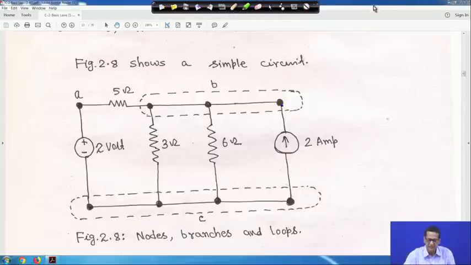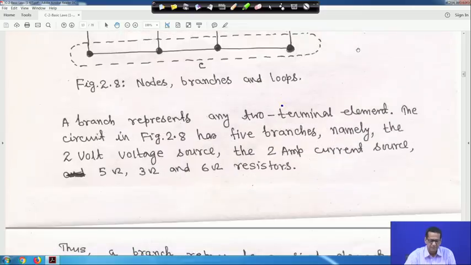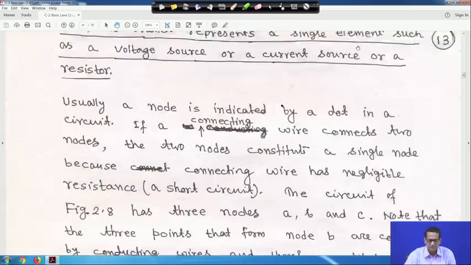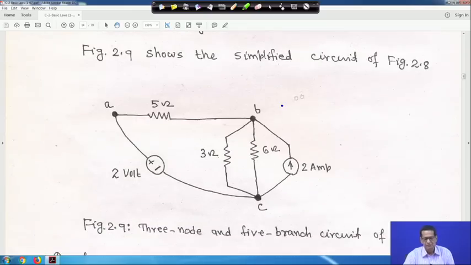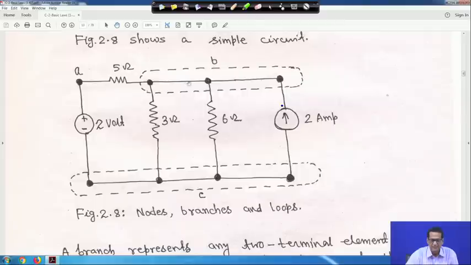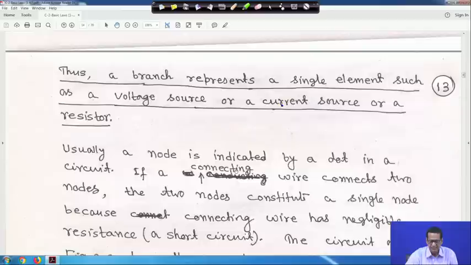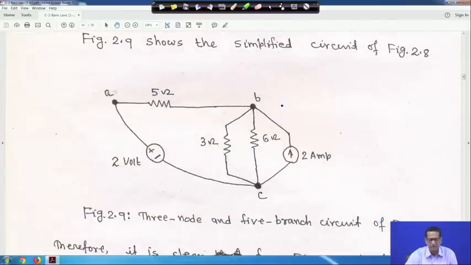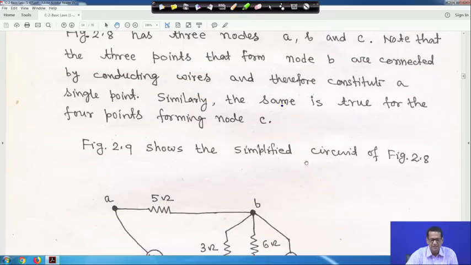If you see this equivalent one, this is my equivalent one, because all these 3 nodes are clubbed together, all these points club together, and these 4 also club together because they are wire only. So finally, its equivalent is A, B, C. There are 3 nodes and 5 branches: one voltage source, this 5 ohm resistor, this 3 ohm resistor, this 6 ohm resistor, and this 2 ampere current source, right.